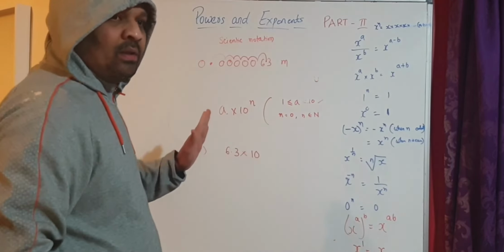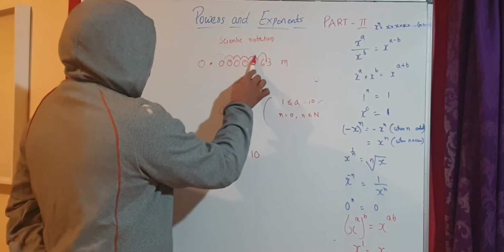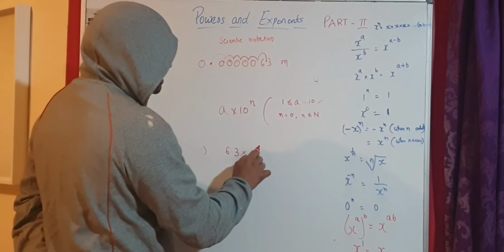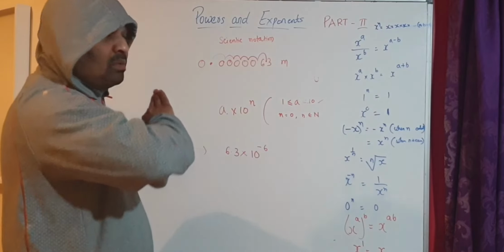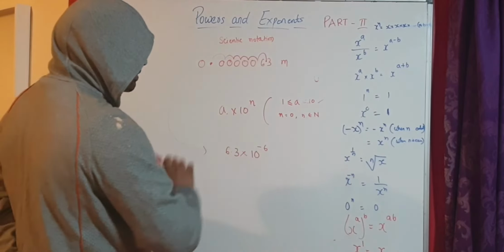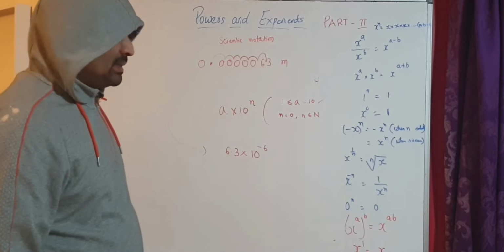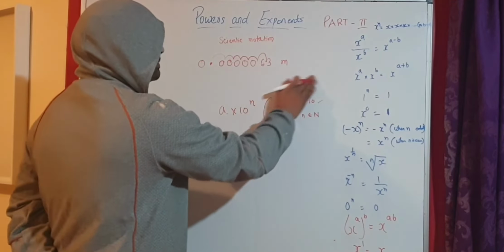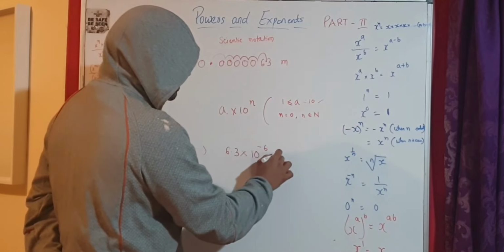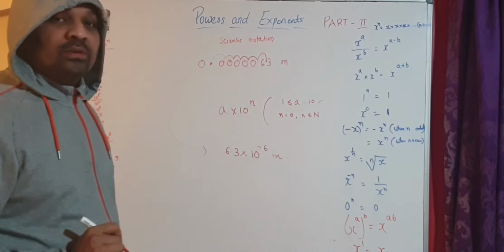In this case, we moved our decimal point to the right. How many places did we move? 1, 2, 3, 4, 5, 6 places we moved. So in that case, you have to say 10 to the power of minus 6. You moved to the right, that's why you keep a minus 6. Again, don't forget to put your units as usual. They are very important. So don't miss out the units.